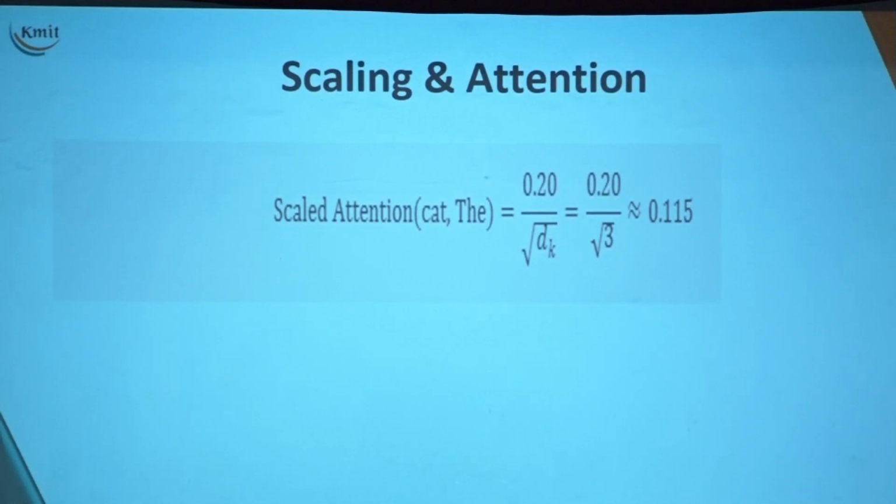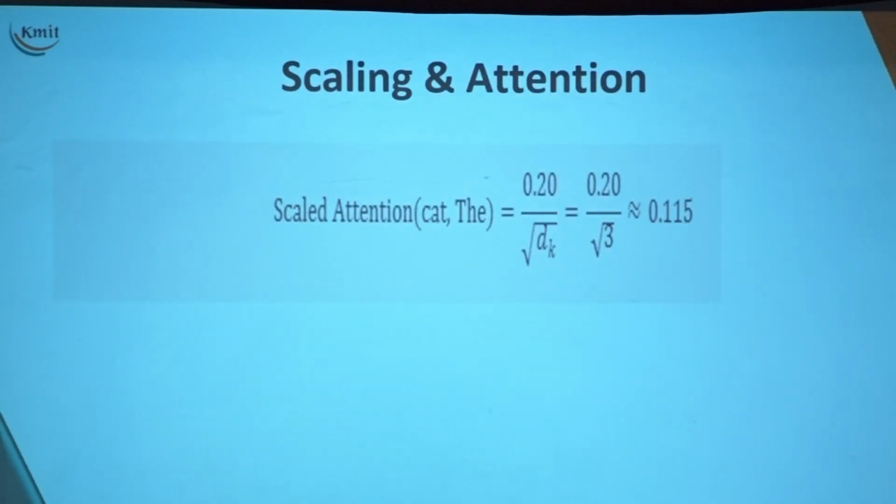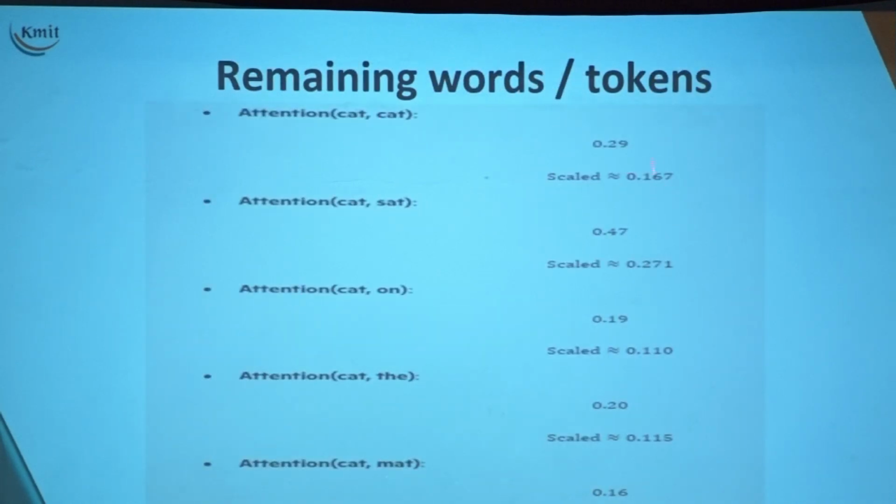Now I am scaling this. Key vector dimension is 3, I have selected that as 3. So here 0.20 divided by root 3, which is giving me some result. After that I calculated for all. I did that for cat to the. Cat was query, the was key. And the subsequent values also we have taken and used the formula. Cat to cat 0.167. What was cat to the? 0.11. Cat to sat 0.27 and so on till cat to mat.